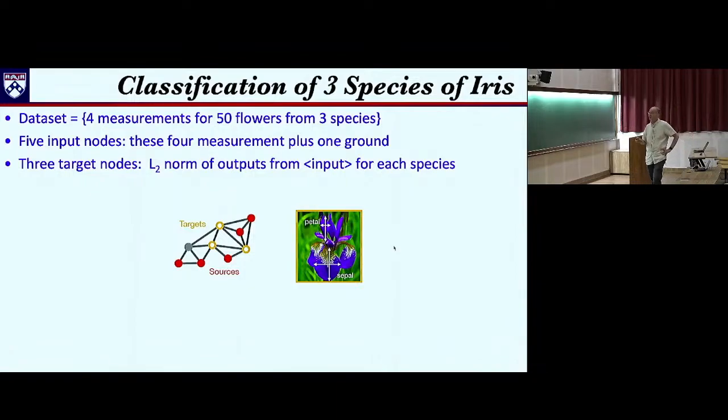Since we've got four measurements, we'll have four input nodes plus a ground. Those are the red. And since we have three species, we'll have three output nodes or targets. And this is not like an artificial neural network. You can't just make this one and these zeros when it's species A, this one and these zeros when it's species B, this one and these zeros when it's species C. That doesn't work. What you do instead is you make it be the mean squared difference between the output values and the average of all of the things in the data sets, the L2 norm of the outputs from the average input for each species.